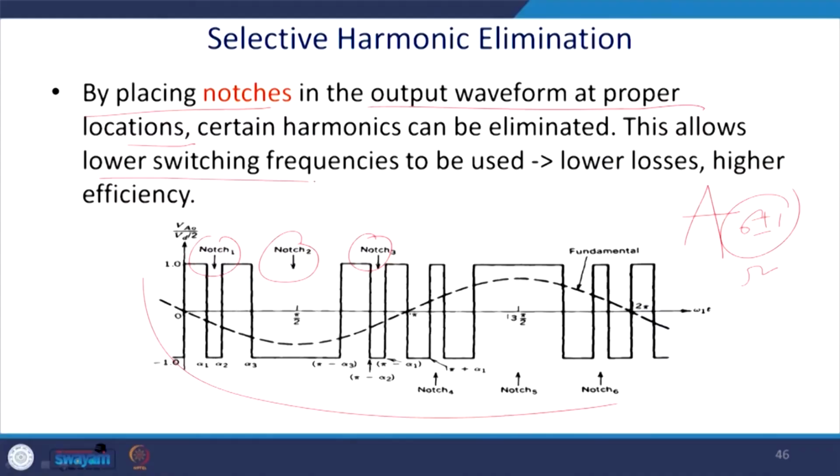I will show you how it propagates. This will cause damage to the motor, and thus it is better, when you are applying it to an adjustable speed drive and other methods, to eliminate this at the very beginning. This allows lower switching frequencies to be used and also lower losses, because there are fewer switching losses, and that gives you higher efficiency.